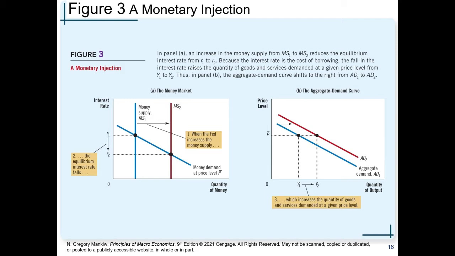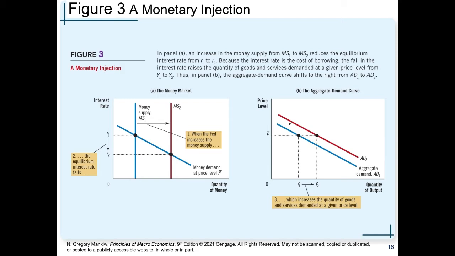So we start at this blue line, we go to this red line, the money supply goes from MS1 to MS2, and the quantity of money is higher. The interest rate falls when there's more supply of money. Just think about this: if money is easier to get, then you can't charge as much to loan it out. So the interest rate is going to fall to accommodate that.